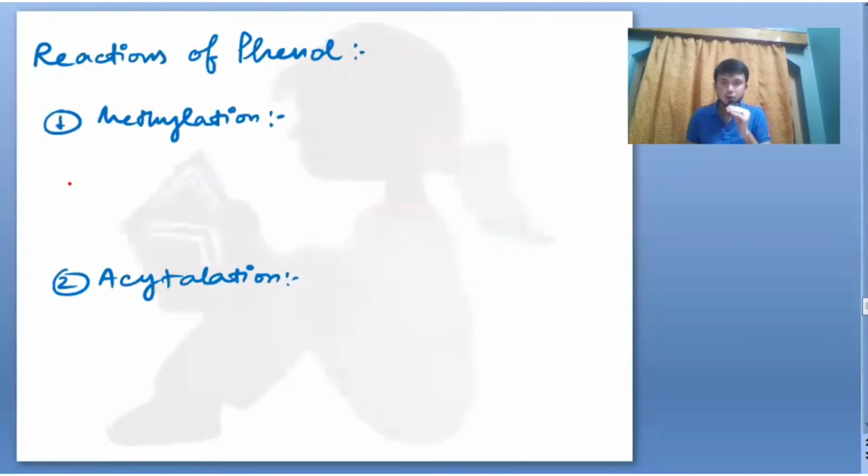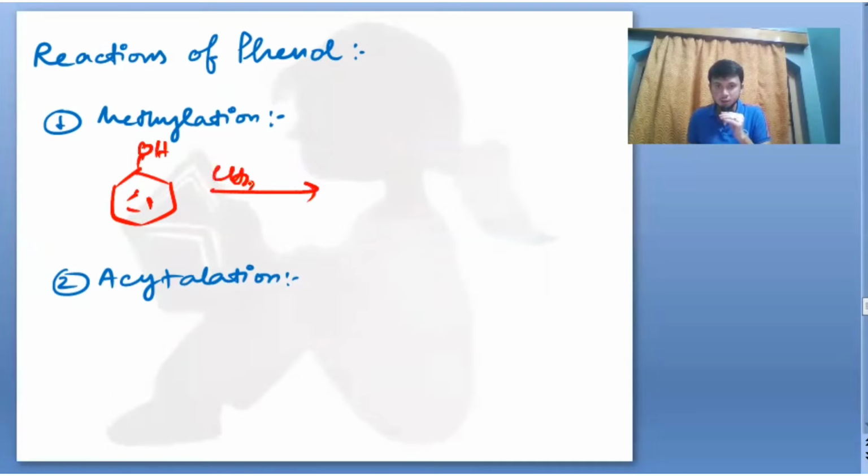Next are the reactions of phenol. First is methylation, that is if we give it CH3OH, NaI, it will give us OCH3. So methylation happened here.